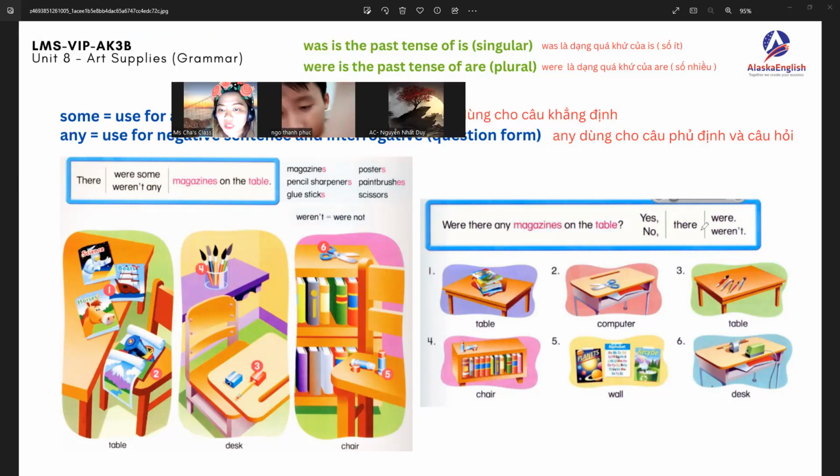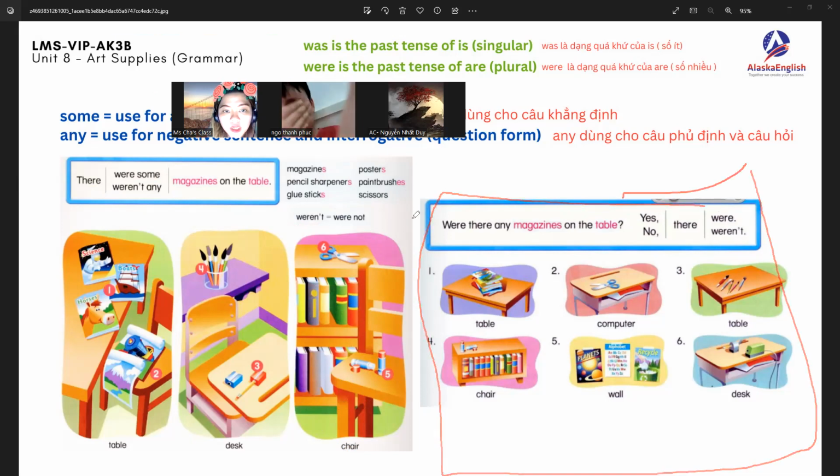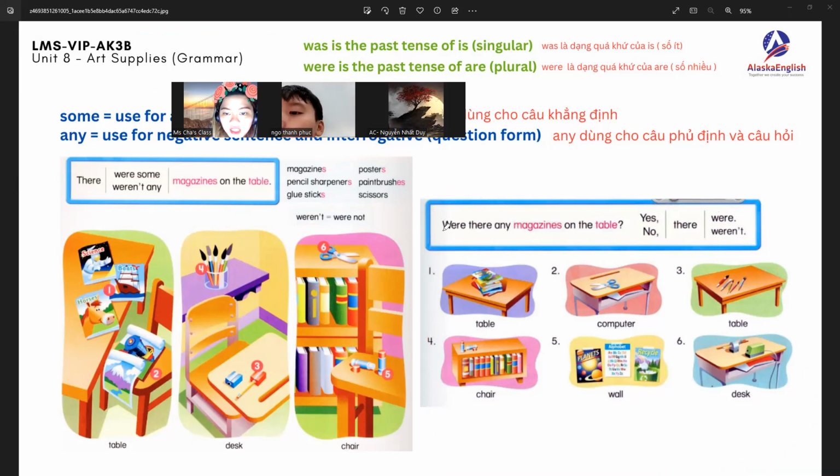How about if we move into yes or no with short answer? Number one is already done for both of us. Can you read it for me? Were there any magazines on the table? Yes, there were. How about number 2? How can you make a question? Were there any scissors on the computer? No, there weren't.